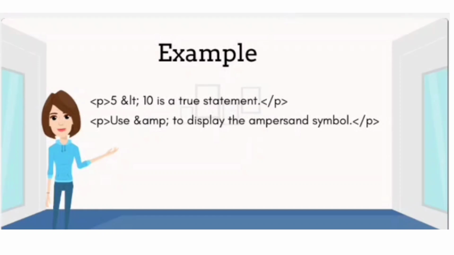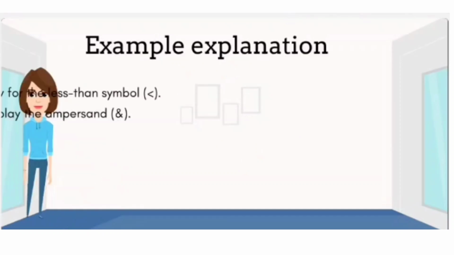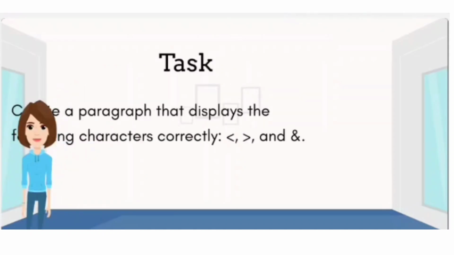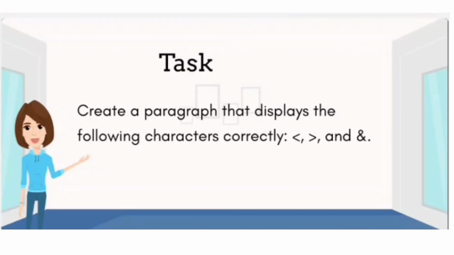Here is the example. Example explanation. &lt; is the HTML entity for the less than symbol. &amp; is used to display the ampersand. Create a paragraph that displays the following characters correctly: less than, greater than, and ampersand.